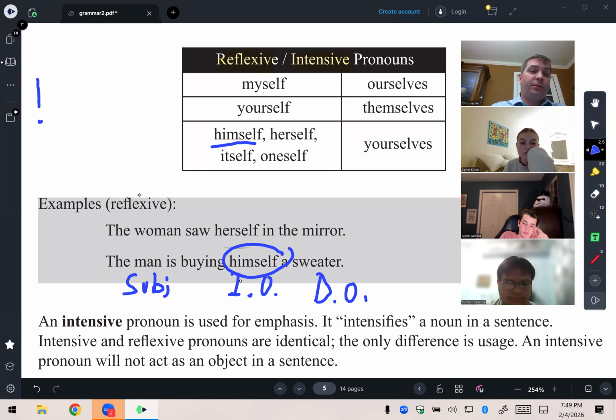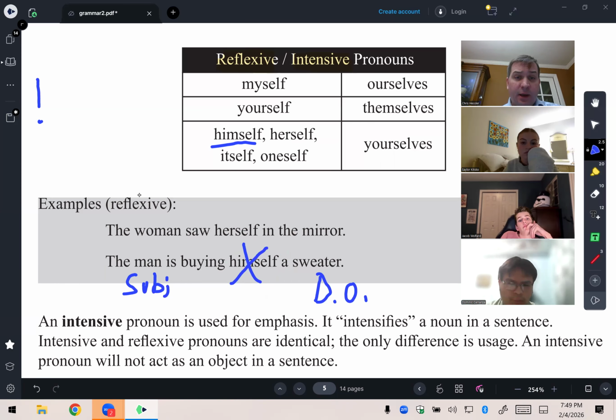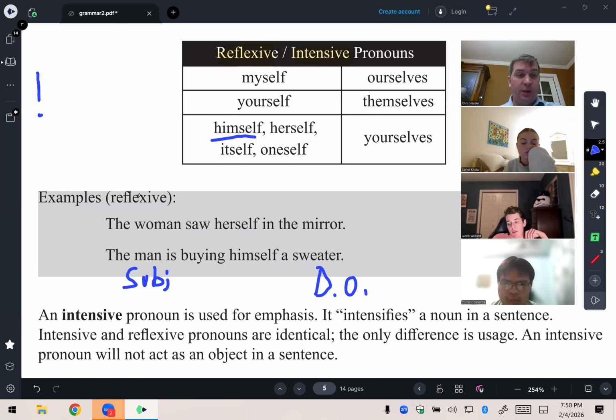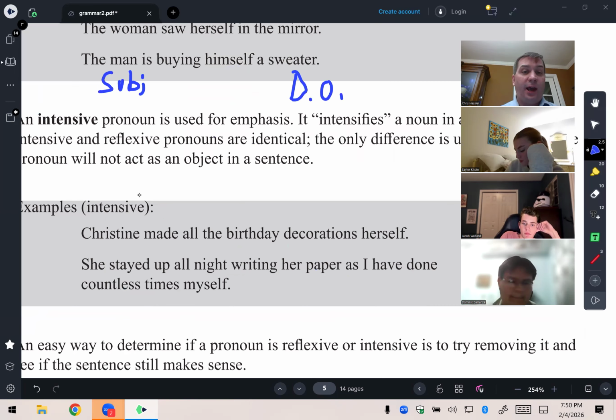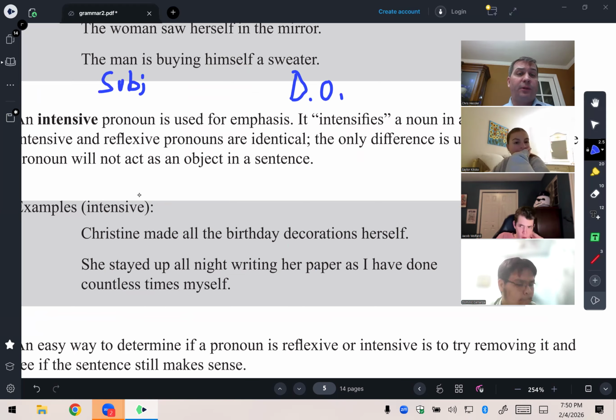And if we take it out just to test it, we can see if it was there for emphasis or if it's an object. Let's try taking it out. The man is buying a sweater. I have lost meaning. I don't know for whom he is buying the sweater. Okay, the intensive. So the intensive, these are the same pronouns, all these self or selves words. And now we are just using them for emphasis. It's not an object. It's not anything important in the sentence. It's only here for emphasis.